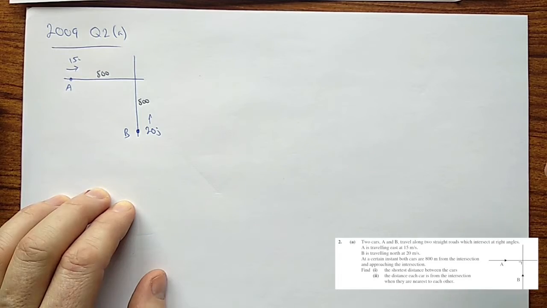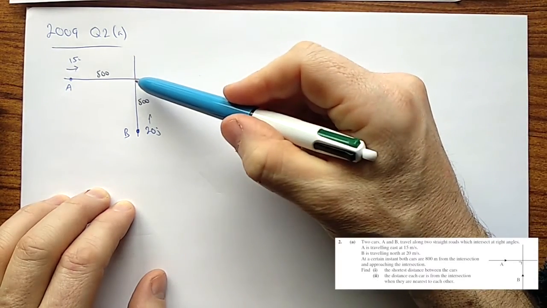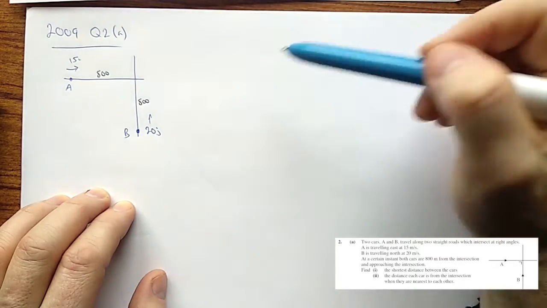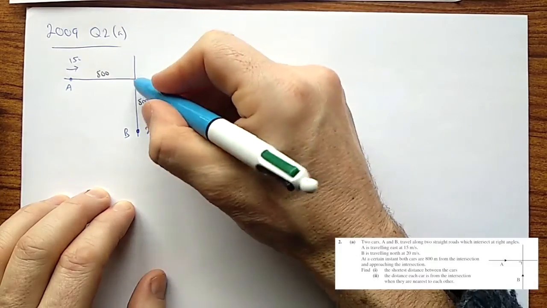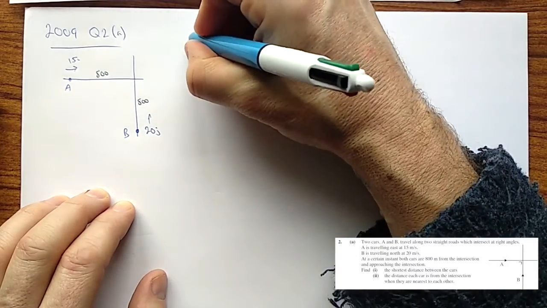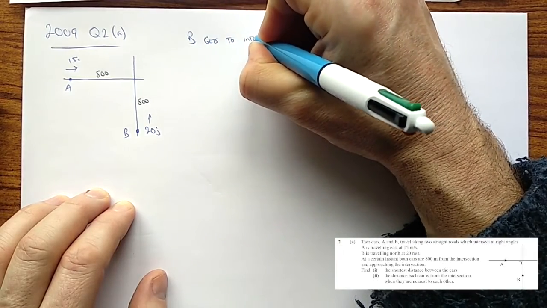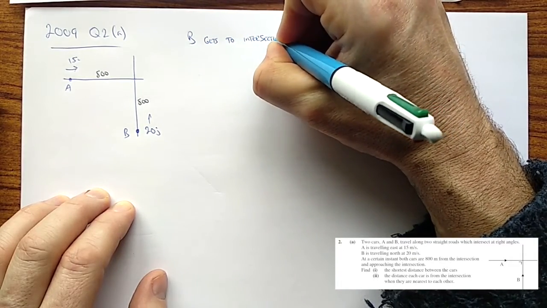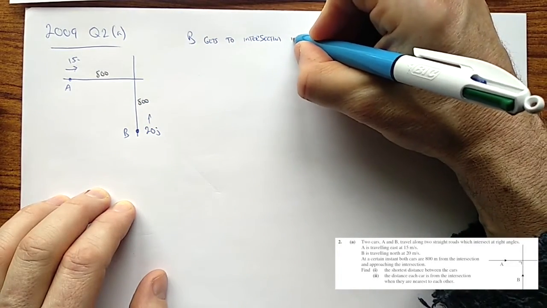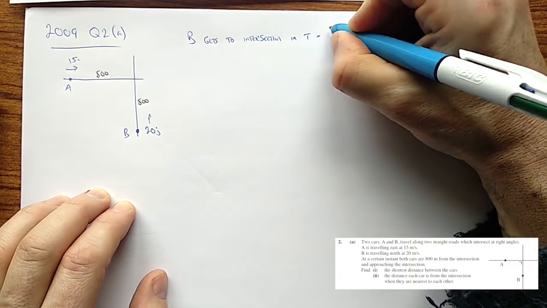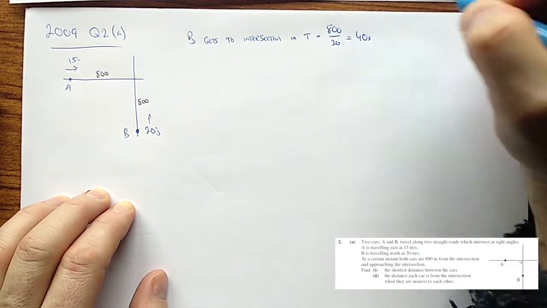Now we're looking for the shortest distance between the two cars. So what we're going to do is put one of them at the intersection to make this a little bit easier, and then figure out the relative distances. B is going to hit the intersection first in this one. So B gets to the intersection. How long? Well, it's got 800 meters to go at 20 meters per second. And t equals 800 divided by 20 equals 40 seconds.